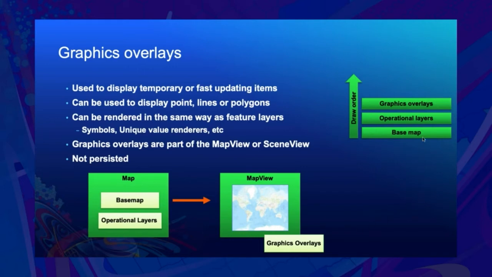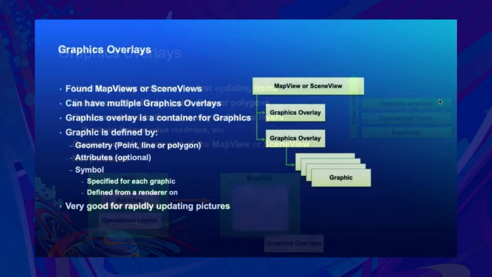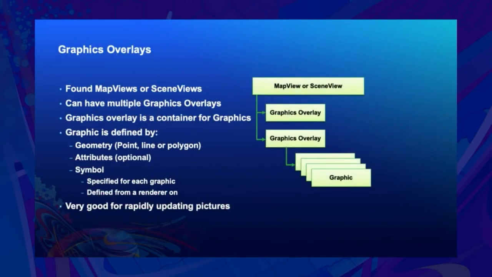Now in terms of draw order, when you're rendering things on the map or the scene, your base map will be drawn at the bottom, and then on top of that you draw your operational layers, and then on top of everything else goes your graphics overlays. So as I've already mentioned, graphics overlays are found inside the map view or the scene view, and each can have multiple graphics overlays.